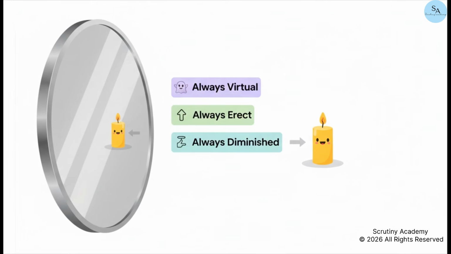Doesn't matter where you put the object, close, far, anywhere, a convex mirror will always give you the exact same kind of image: virtual, upright, and smaller. That's it, always. This predictability is what makes them so useful.